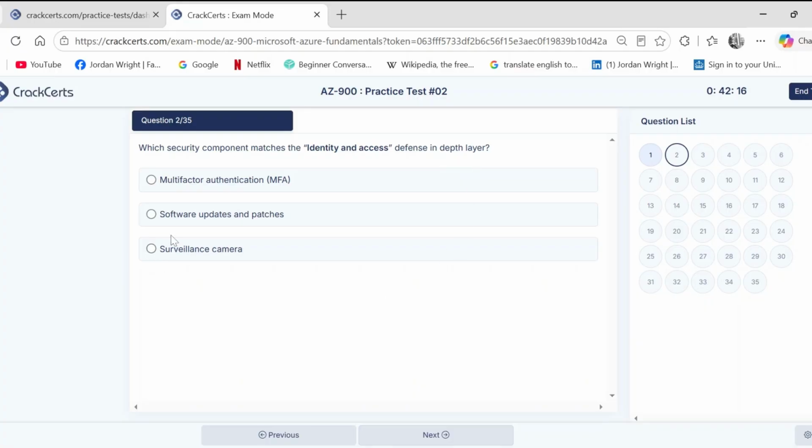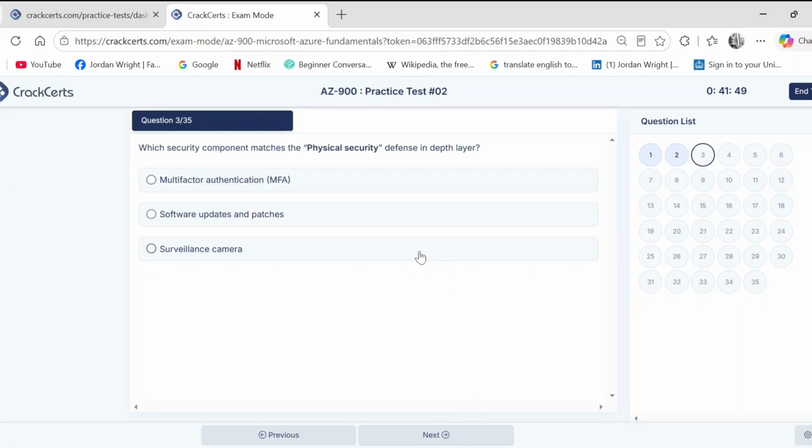No, that's physical. Remember, the surveillance camera is physical. Identification, okay. What do you need if it concerns identity and access? MFA. It should be MFA. Yes, that was my initial response.